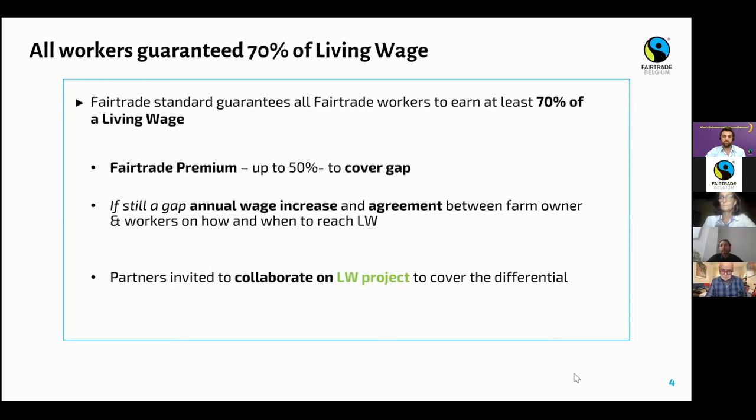If there is still a gap, there should be at least an annual wage increase and an agreement between farm owner and workers on how and when to reach a living wage. And there are some good examples already in other countries. And we very much welcome partners that sell Fair Trade bananas to already collaborate now on the living wage project to cover the differential, because we think that the sooner the better for all workers to earn a living wage. Fortunately, in some countries, as in Ecuador, it's already in the law that all workers should earn a living wage.